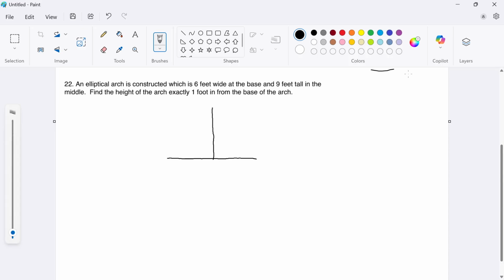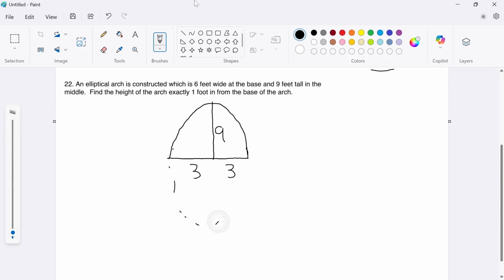So there's the middle. It's 9 feet tall. Maybe that's a pretty good representation. Maybe not. It almost looks like a bishop's hat or something. Okay, so the base is 6 feet. That makes this 3 and 3. And the height in the center is 9. So this is 6, this is 9.